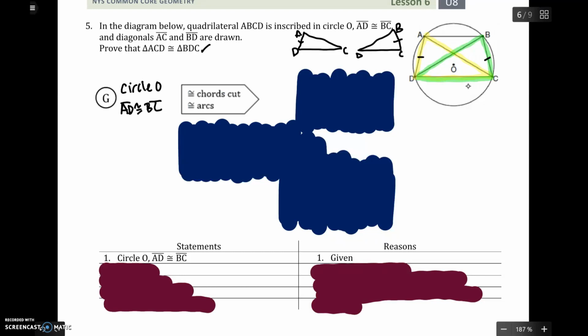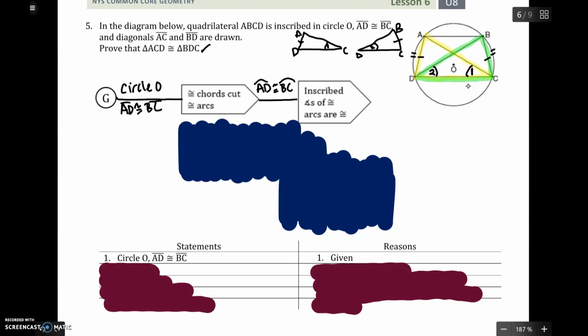Now those give me a side pair for these triangles, but also keep in mind the same thing from the previous problem. Congruent chords cut congruent arcs. So if chord AD and chord BC are congruent, so are the arcs. So I can use that to say that arc AD is congruent to arc BC. And that's useful because if you look at the triangles, a lot of inscribed angles are happening. And inscribed to arc AD is right here, this angle 1. And inscribed to arc BC is right here, this angle 2. And so I'll be able to say that angle 1 and angle 2 are congruent to one another because inscribed angles of congruent arcs are congruent.